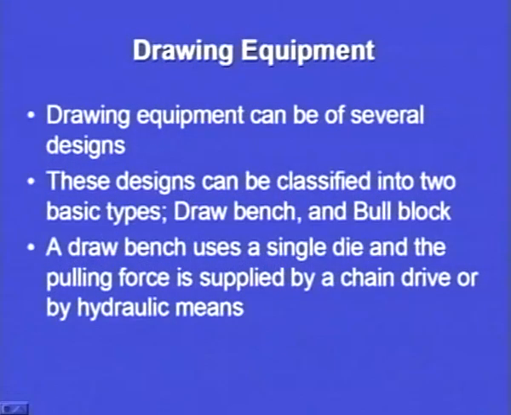Let's discuss each one of them separately. There are two types of mechanisms possible. The first one is the draw bench and the second one is the bull block. The draw bench uses a single die, and the pulling force is supplied by a chain drive or by hydraulic means. We have already seen a draw bench in the diagram. It has a single die, and the pulling force is supplied by the chain drive or hydraulic means. There was a chain drive in the mechanism that we have already seen. The chain drive pulls the gripper, and the tube is drawn in the tube drawing operation. So that was basically a draw bench.